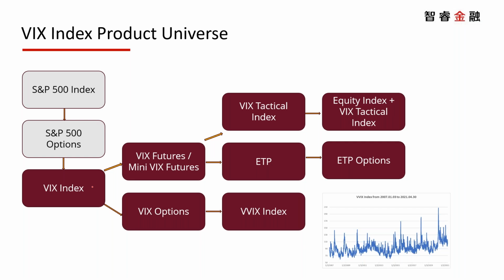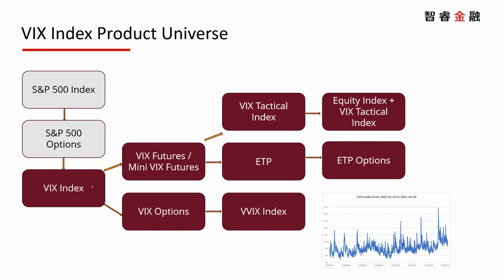The arrow in the slide means that the right-hand side is derived from the left-hand side. Starting from the S&P 500 index, we have the S&P 500 index options and then the VIX futures. We have both futures and options available on the VIX index. As for the VIX future, it is the world's most liquid volatility future. It has a contract size of about 1,000 US dollar vega, which means that a change of one volatility point leads to a 1,000 US dollar profit or loss.